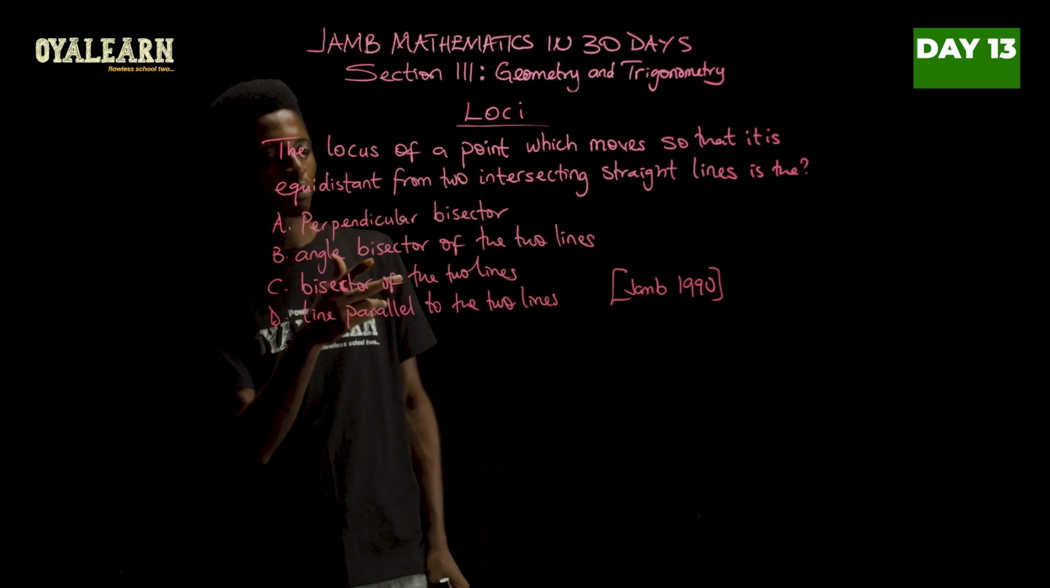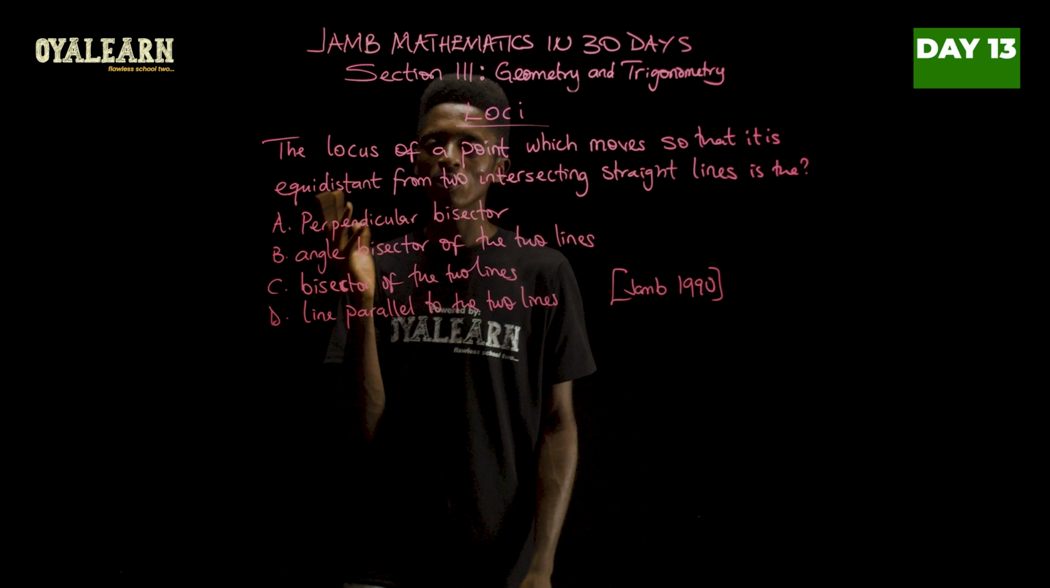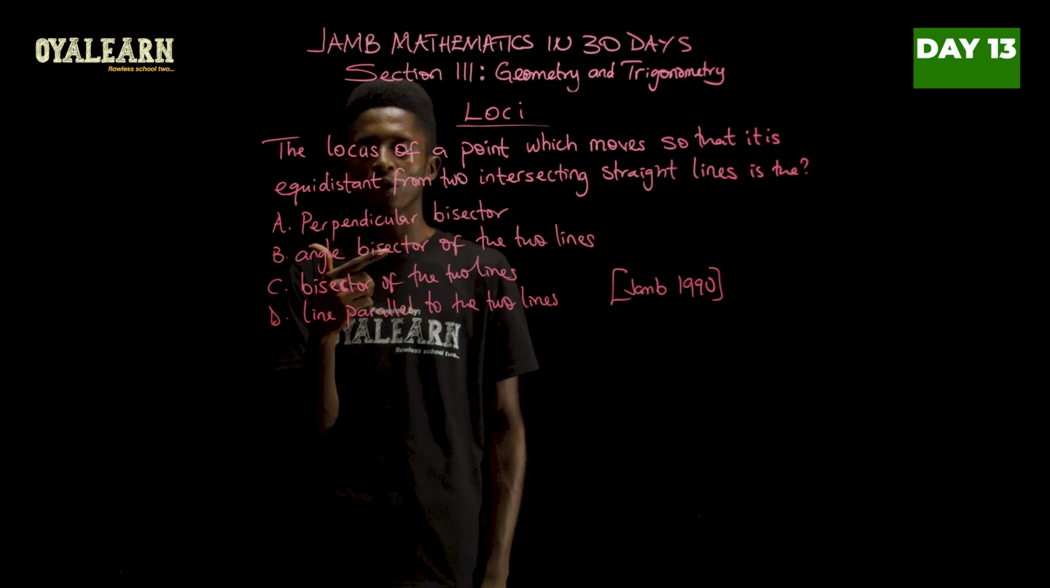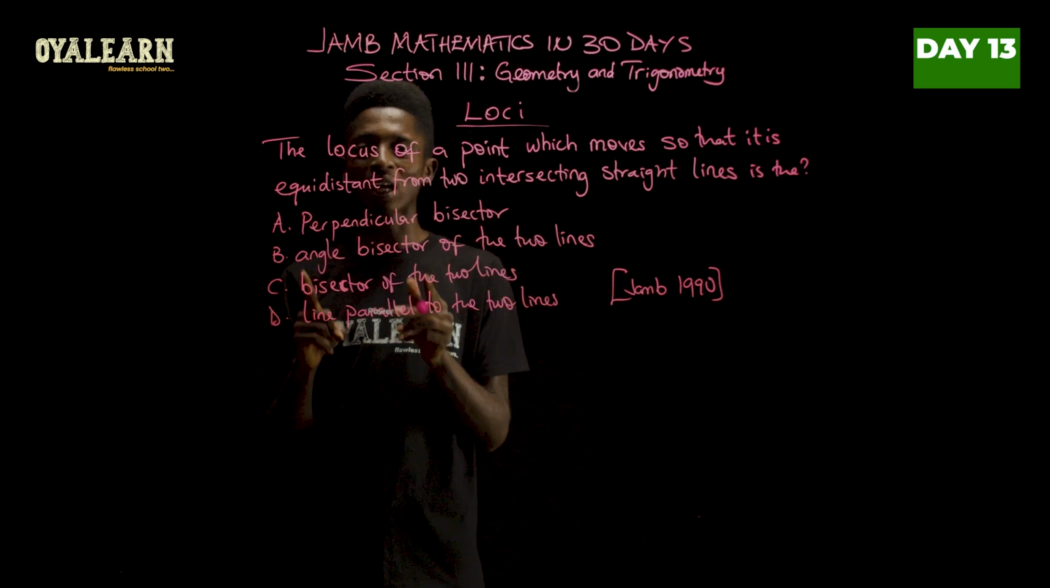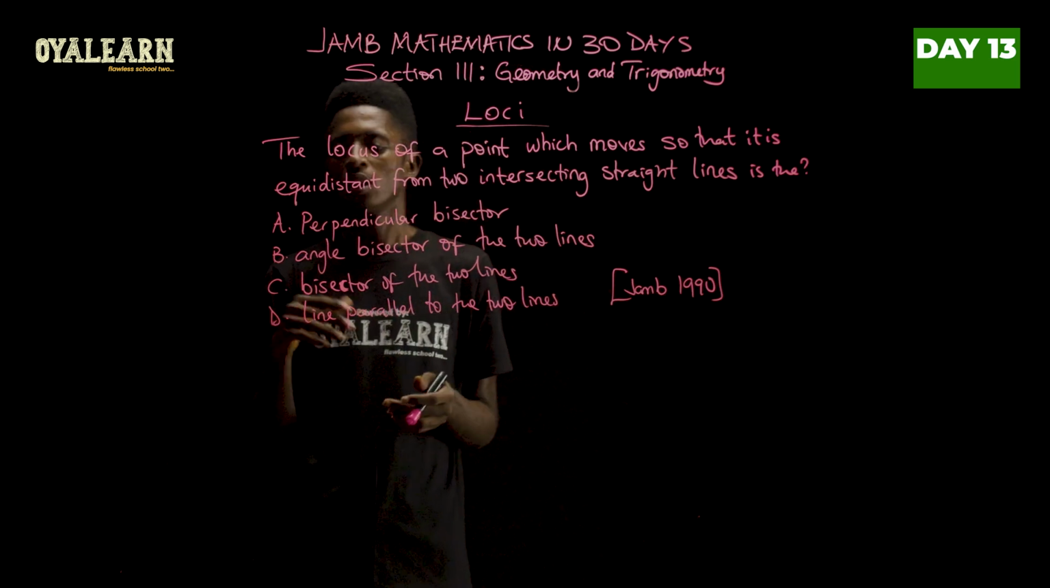So we have perpendicular bisectors. Now perpendicular bisectors do not move. Once you move a perpendicular bisector, the 2 points will no longer be equidistant, right?